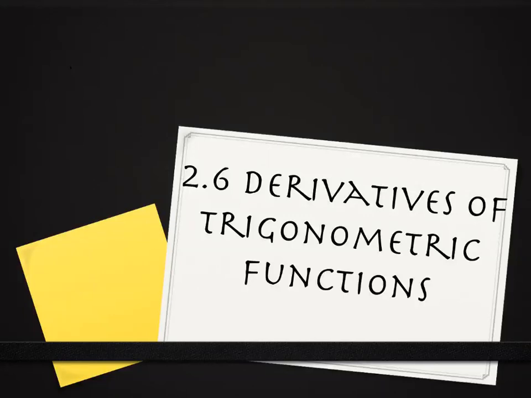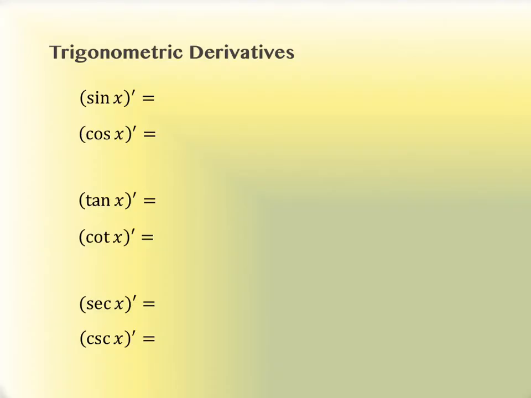Right, section 2.6 is derivatives of trig functions. This section is not a lot of new information. It's just a tiny bit of new information, some new rules, and then we're going to see how that applies with the other rules that we've already learned. Product rule, chain rule, quotient rule, all that good stuff. Okay? So to get started with, you're going to write down the 6 trigonometric functions.